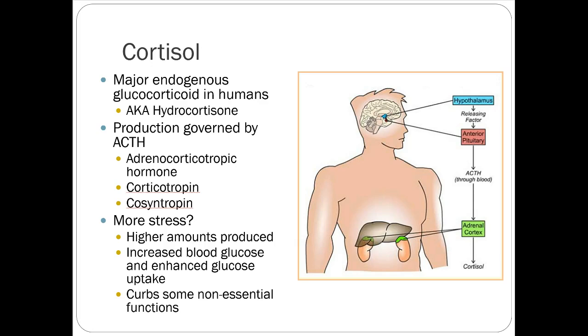So again, cortisol is a major endogenous glucocorticoid in humans. Pharmacologically, we also call it hydrocortisone. It's the same chemical structure. It's just a synthetic production of it as opposed to the endogenous one, but it's identical as far as its chemical composition.